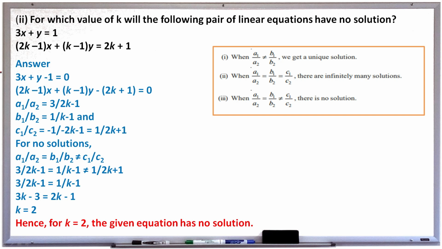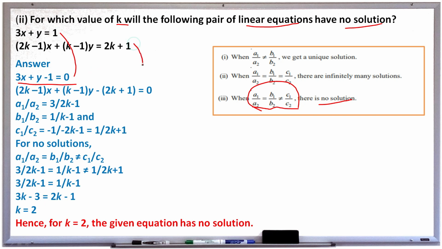Question number 2, for which value of k will the pair of linear equations have no solution? If it is no solution, a1 by a2 is equal to b1 by b2 is not equal to c1 by c2. This is the condition it should satisfy. Consider the equation. We can write the given equation in standard form: 3x plus y minus 1 is equal to 0. This equation can be written like this.